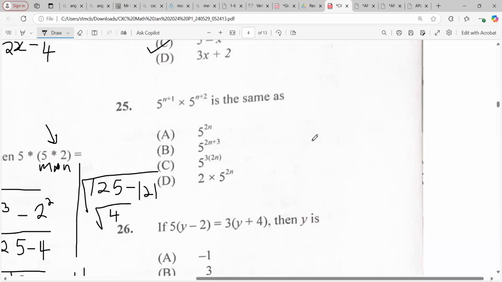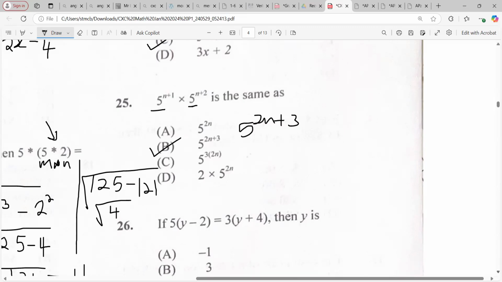25 says 5 to the n plus 1 times 5 to the n plus 2 is the same as, now the base is the same, so we're going to be adding the powers. So we add n and n, that's 2n. So I just add the powers, right? 1 plus 2, 3. So it would have been 5 raised to the power n plus 3. So that would have been B. Let's move on to 26.